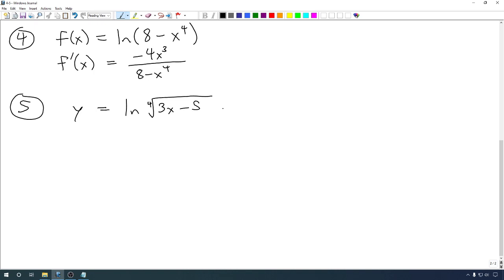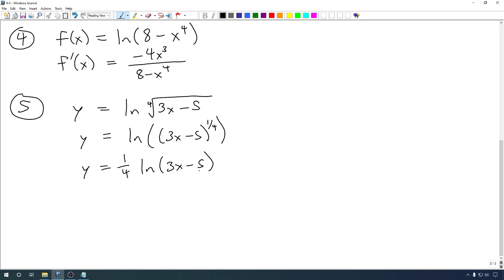It turns out it's a lot easier to instead use properties of logarithms first. Remember, the fourth root is the 1/4 power. We can rewrite this formula as the natural logarithm of 3x minus 5 to the 1/4 power. And because we're dealing with a natural logarithm, one of our properties of logarithms says that any power that we have can actually be pulled out in front. So really, our function is 1/4 times the natural logarithm of 3x minus 5. That's actually a lot nicer already.